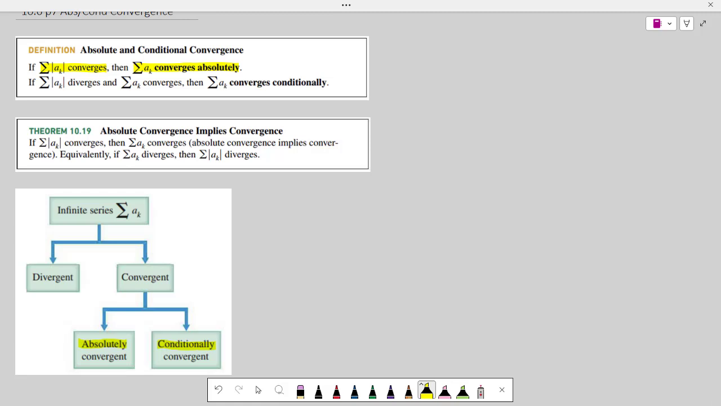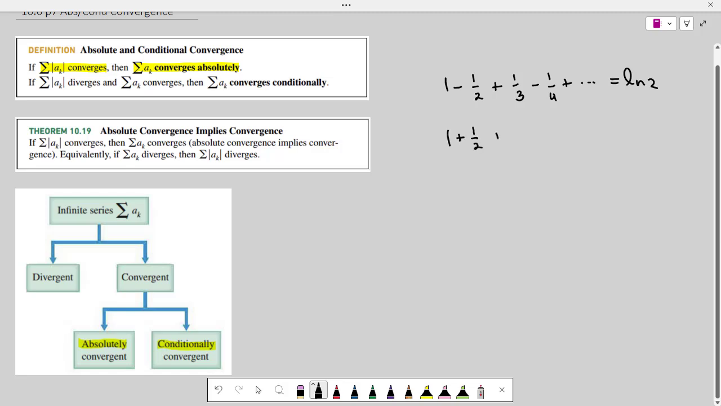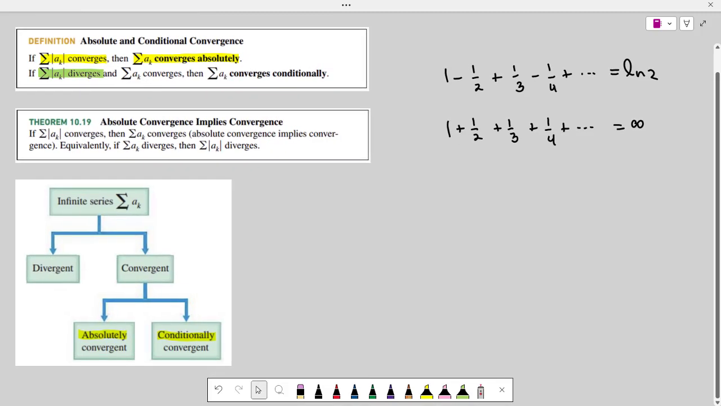In other words, the minuses didn't matter. We know a great example where the minuses matter, right? If we have this alternating harmonic series here, it converges to the natural log of 2. But if you take the absolute value of every term, you end up with the harmonic series, which diverges. So the alternating harmonic will not converge absolutely. It will converge conditionally, because the series of absolute values diverges, but the series without the absolute values converges. So that tells us that this series is conditionally convergent.